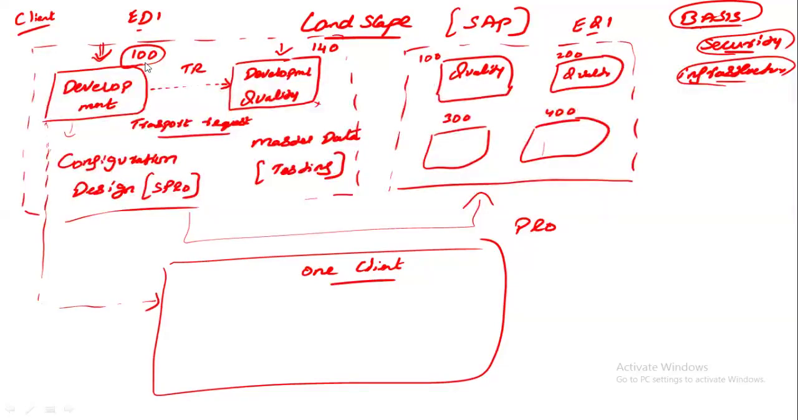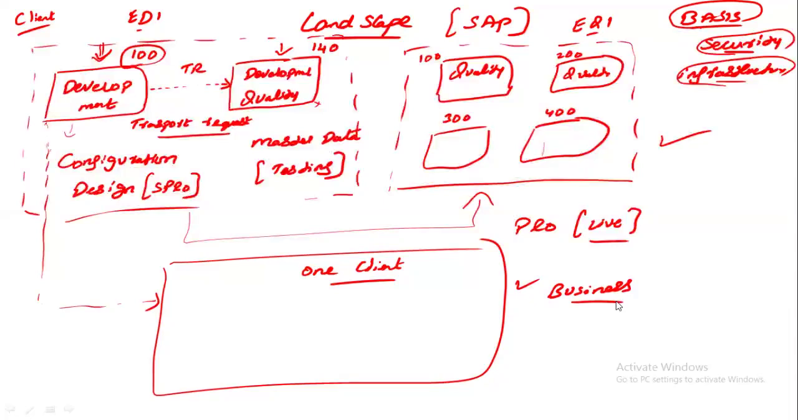So this is how the system landscape looks. You will have three systems. One is the development, one is the quality, one is the production. In the development, you are going to do the configuration. In the quality system, you are going to do the testing. And the production system is a live system. Only business is going to have access to this, no consultants. So this is how the system landscape looks.